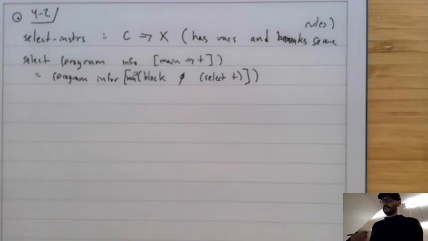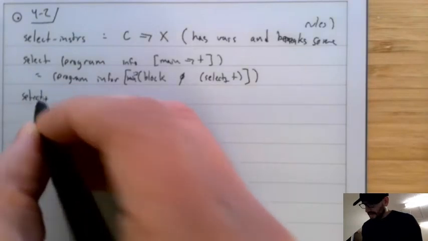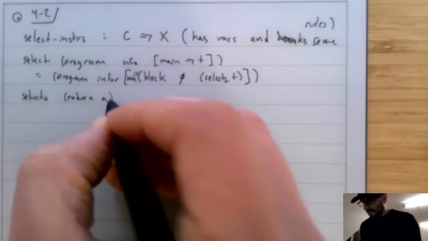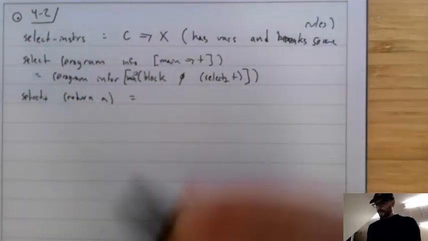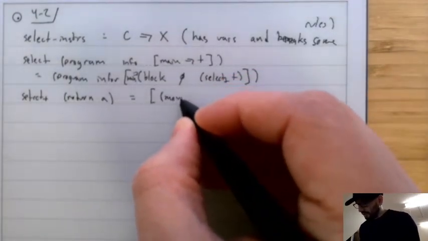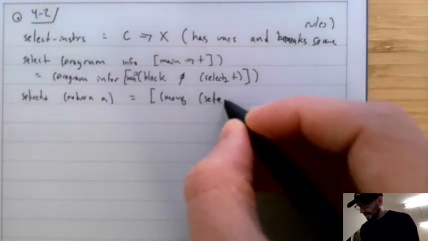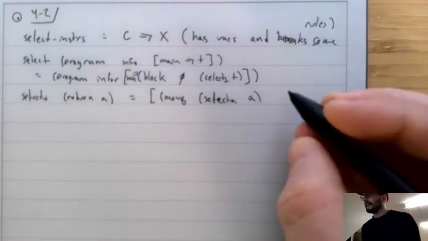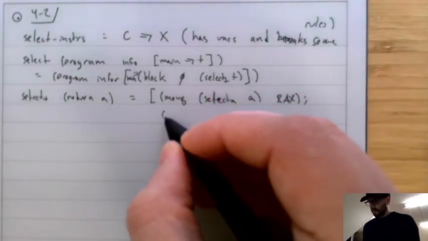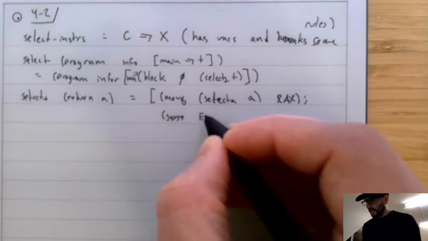All right, now how do you select a t? Let me write that select underscore t. So select sub t will either be given a return of an a, in which case we'll return the following sequence of instructions. We'll return movq of select a on that a into RAX, and then after that we'll jump, JMP to end.